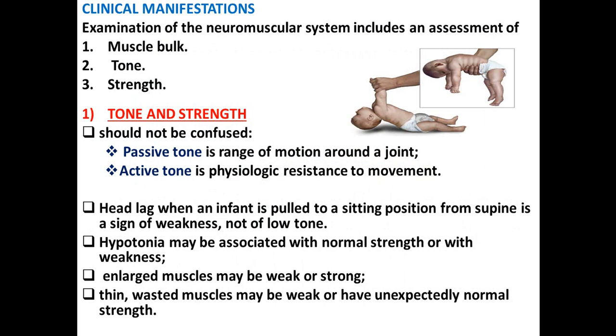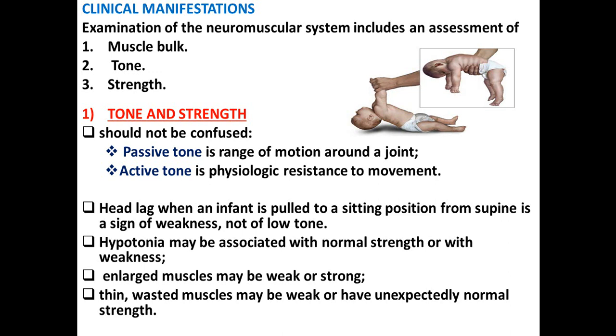During examination of the neuromuscular system, we have to assess the muscle bulk, whether it is thin or of good bulk, and the tone and strength. Regarding tone and strength, first we should not confuse passive tone and active tone. Passive tone is the range of motion around the joint, while active tone is a physiological resistance to movement. So when we move the limb, there is resistance. This is the strength of the muscle.